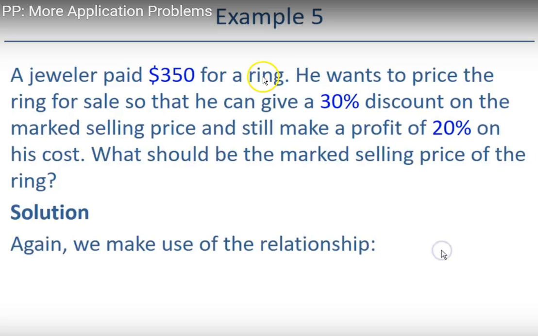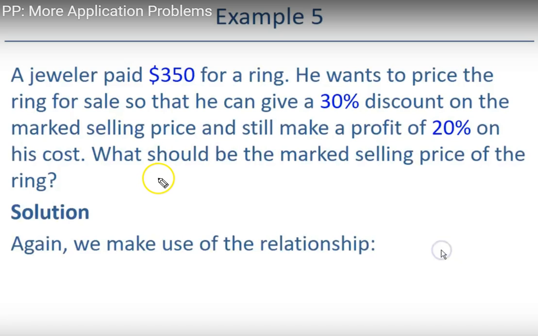He wants to price the ring for sale so that he can give a 30% discount on the marked selling price, but still wants to make a profit of 20% of his cost. What should be the marked selling price of the ring? And that's what we're going to go on here. So with that in mind, we're going to go through some basic relationships.